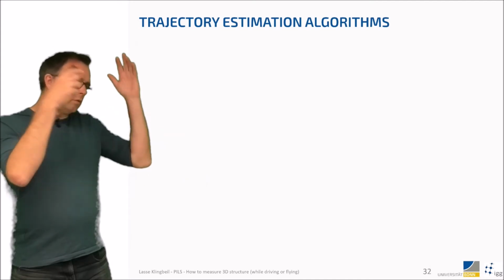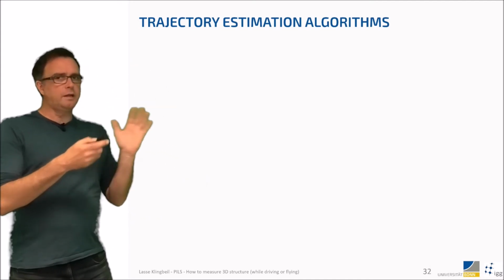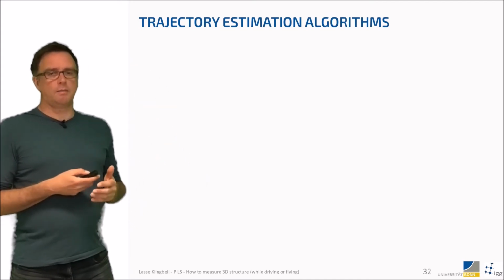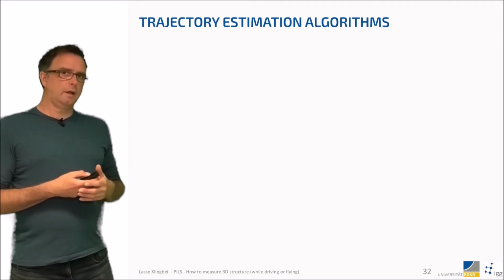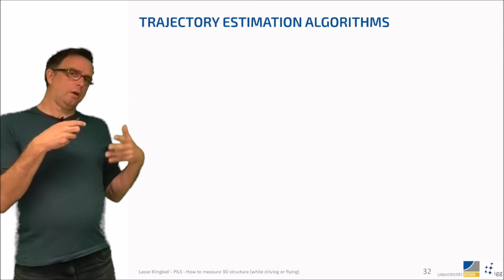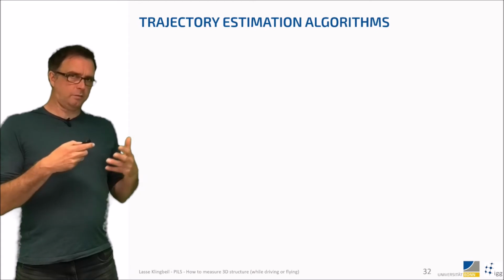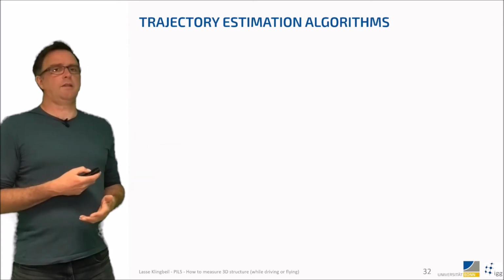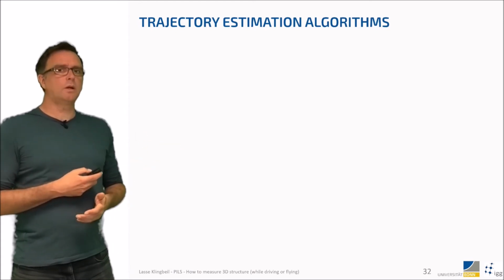So now we have multiple sensors measuring slightly different things. How do we combine them? And this is another interesting topic. It's how we can calculate or estimate the best possible trajectory out of the data that we have. Let's have a quick look at that.